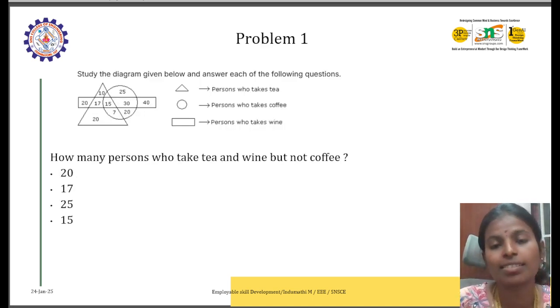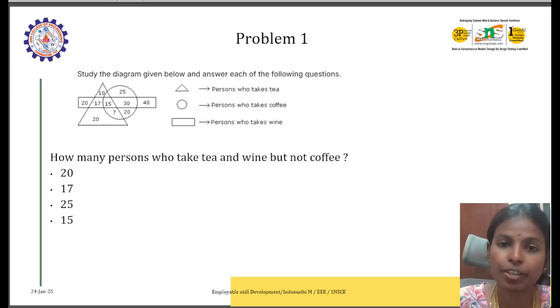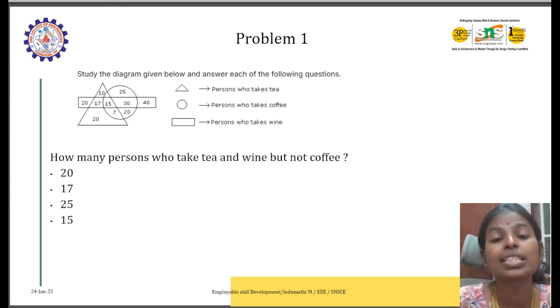Next, we'll solve this problem so you'll be able to understand. Study the diagram given below and answer each of the following questions. You have a triangle, a circle and a rectangle. The triangle represents persons who take tea. The circle represents persons who take coffee. The rectangle represents persons who take wine. So they have represented it diagrammatically.